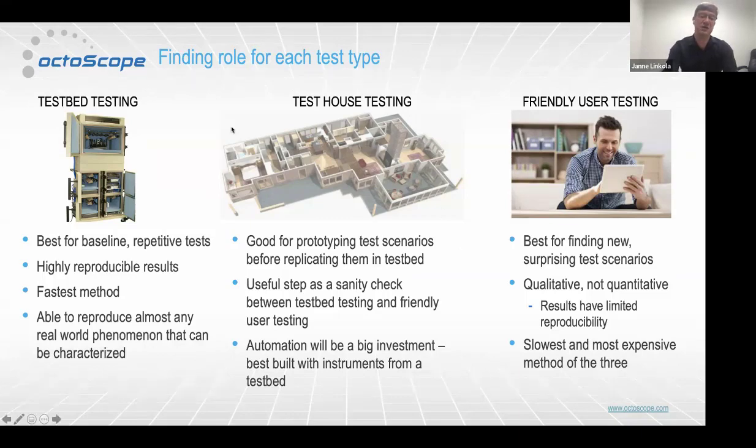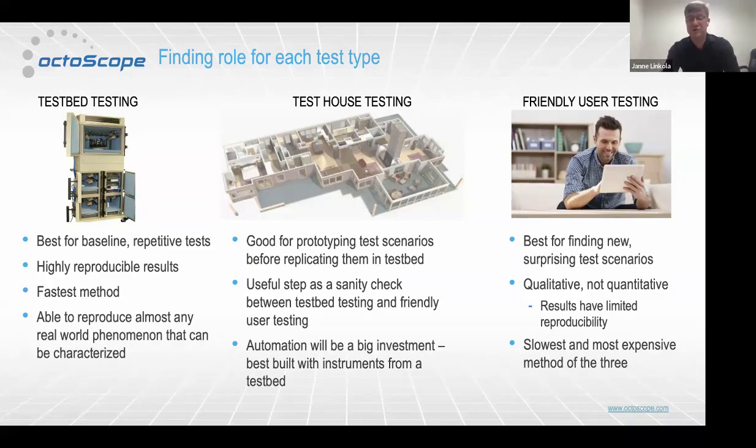Now, test house testing, we believe, is a good intermediate step to take as you move from testbed testing to friendly user testing. It's really great for prototyping these test scenarios that you get from friendly users and from the marketplace, to try to characterize the problem and understand what's going on, with an eye on being able to then replicate the test in a testbed.